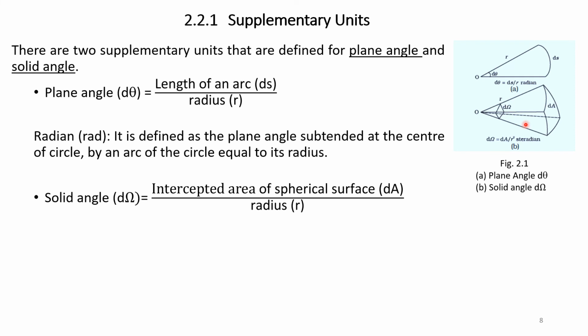Solid angle. This figure B shows the solid angle. Here we are using three dimensions, so we are using the spherical surface. Solid angle d omega is equal to the intercepted area of the spherical surface dA, you see the spherical surface is dA, subtended at O, divided by the square of the radius r. R is the radius. This is referred to in figure 2.1b.